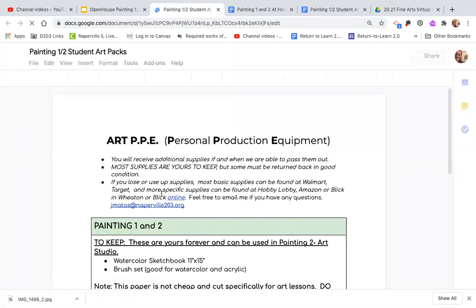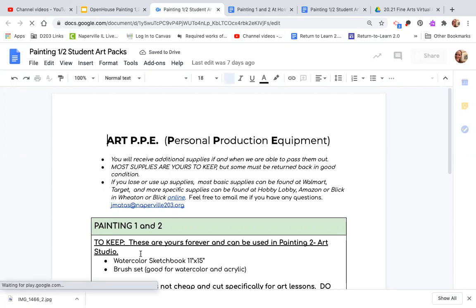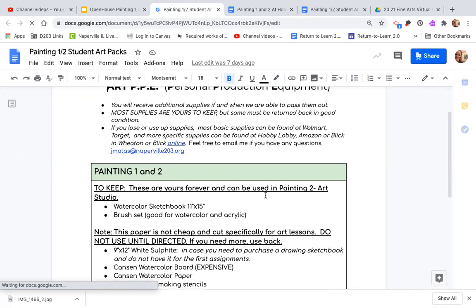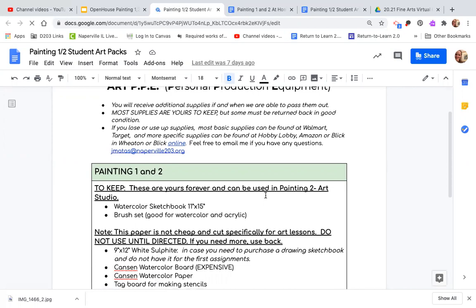But this is our art PPE, so our art personal production equipment. Some of these supplies are things that students are going to be able to keep. They're going to be able to keep their watercolor sketchbook. I got them all a pad of watercolor paper they can keep. They're all going to get to keep their brush sets. And their brush sets, I intentionally bought them so that they can use it for acrylic or watercolor.